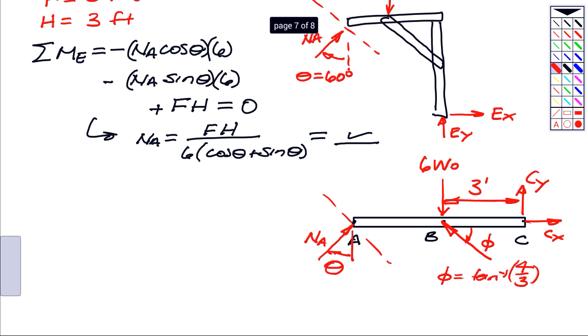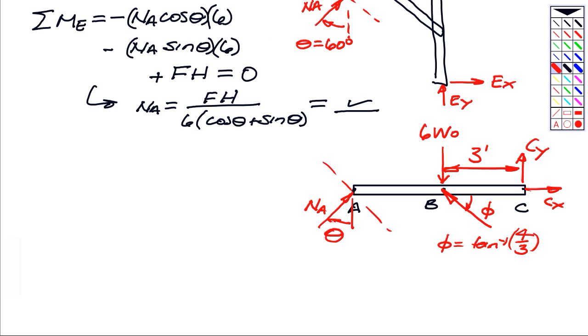From this FBD, what I'm going to write down is the summation of moments about C. And when I do a moment equation about C, the load of 6W0 has a moment arm of 3, it's in the positive K, so that gives a plus sign. The force FBD, which I drew but failed to give a name to, is going to be FBD sine phi.